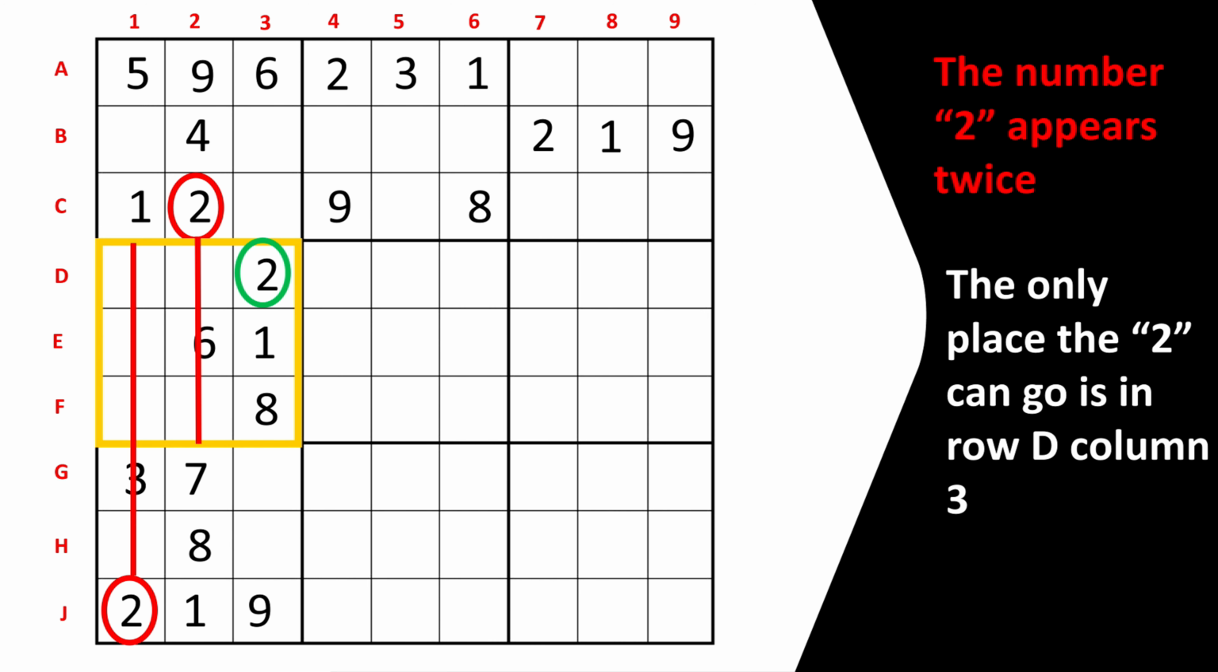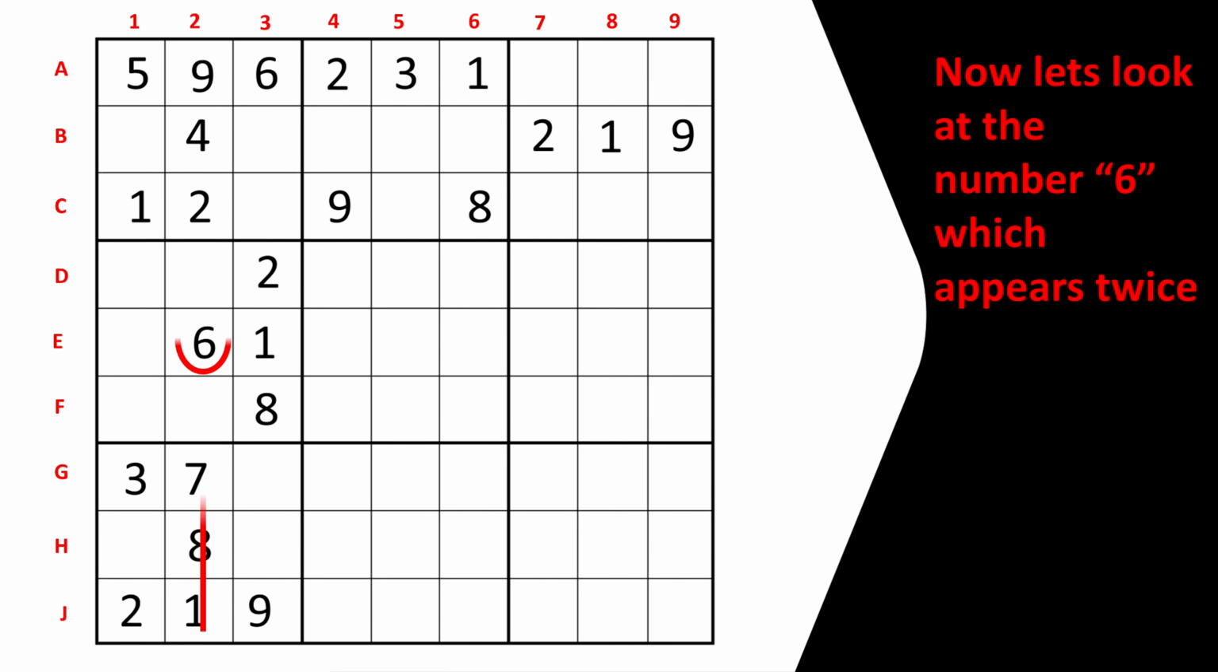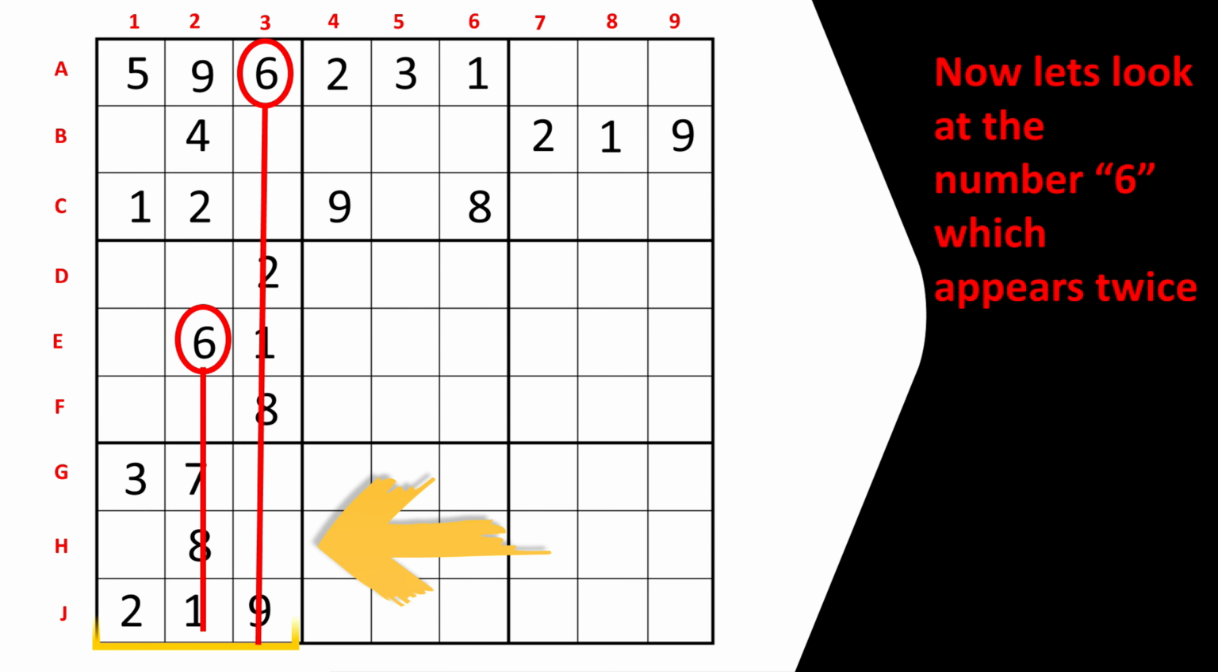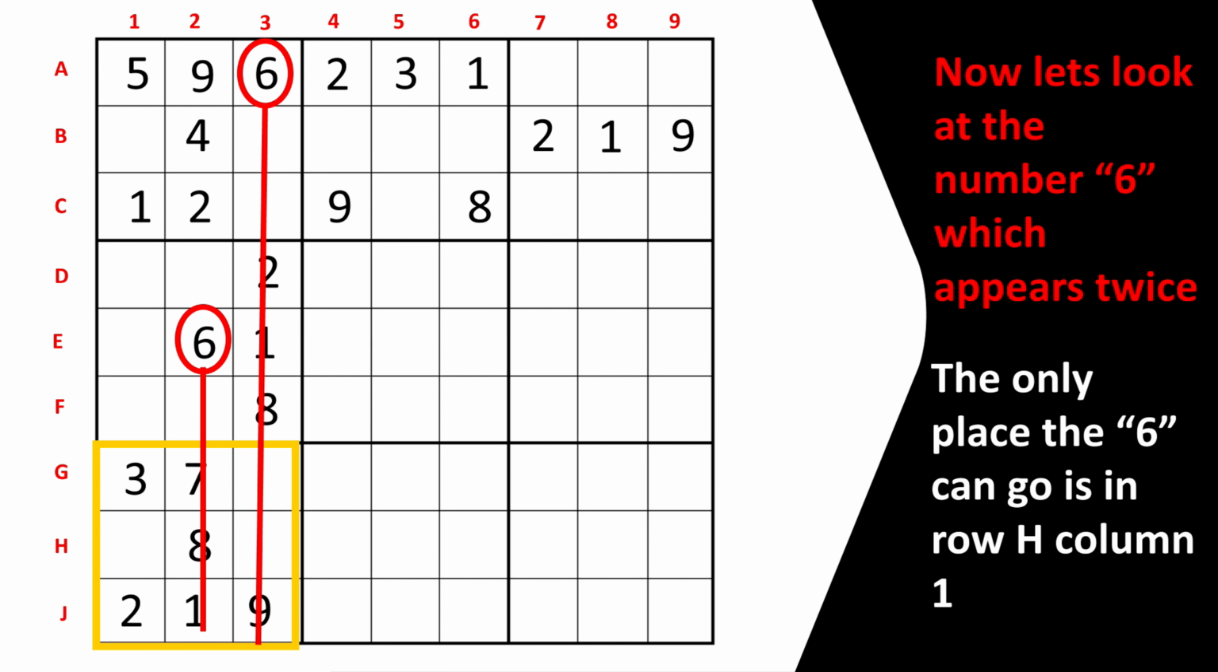The number 6 appears in blocks 1 and 4, so it must be placed somewhere in block 7. Where? Well, columns 2 and 3 already have a 6, so column 1 needs a 6. Where in block 7, column 1, can we place the number 6? That would be here, row H, column 1. That's the only place the 6 can go.